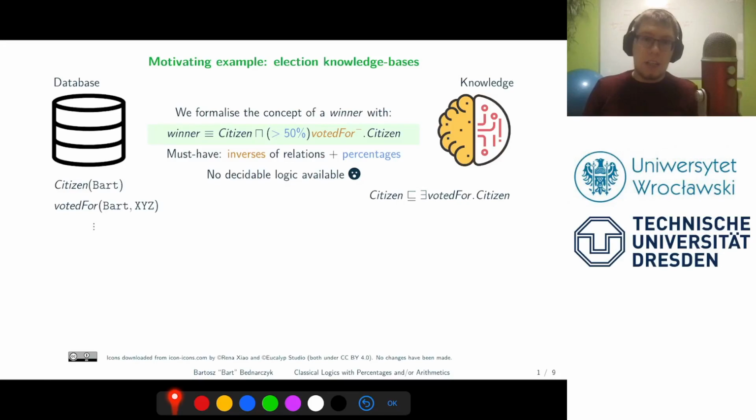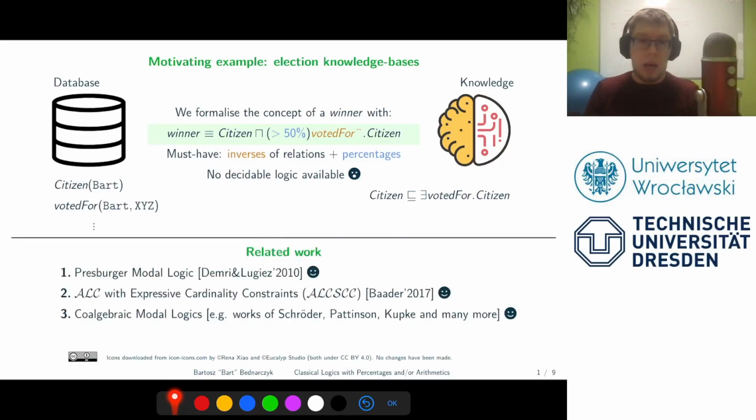Unfortunately, there is no decidable logic available at the moment, so we would like to fill this gap and propose a decidable logic that can express this kind of concepts. Related work is as follows. There is a logic called Presburger modal logic by Stéphane Demri and Denis Lugiez. But unfortunately, this logic cannot express inverses of relations. Similarly, there is an ALC with expressive cardinality constraints by Franz Baader, and it has the same issue. And in a more general setting, we have a family of algebraic modal logics, but again, they cannot express inverses of relations. All of these logics can, of course, capture percentage counting.